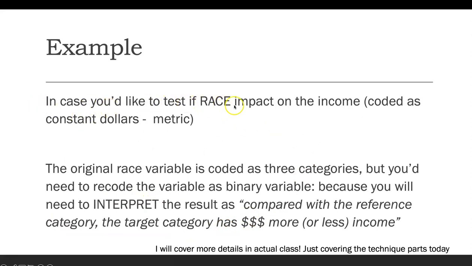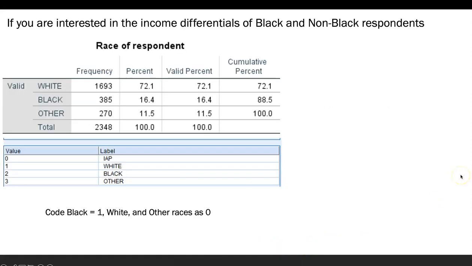In case you'd like to test the race impact on income, for example, the original variable is coded as 3 categories: white, African American, and other races. And you need to recode the variable as a binary variable because you need to interpret it compared with the reference category. The reference category is coded as 0 here. The target category has somewhat more or less variable income. So I will cover details in the actual class when I come back, and I will add more, but I'm just covering the conceptualization.